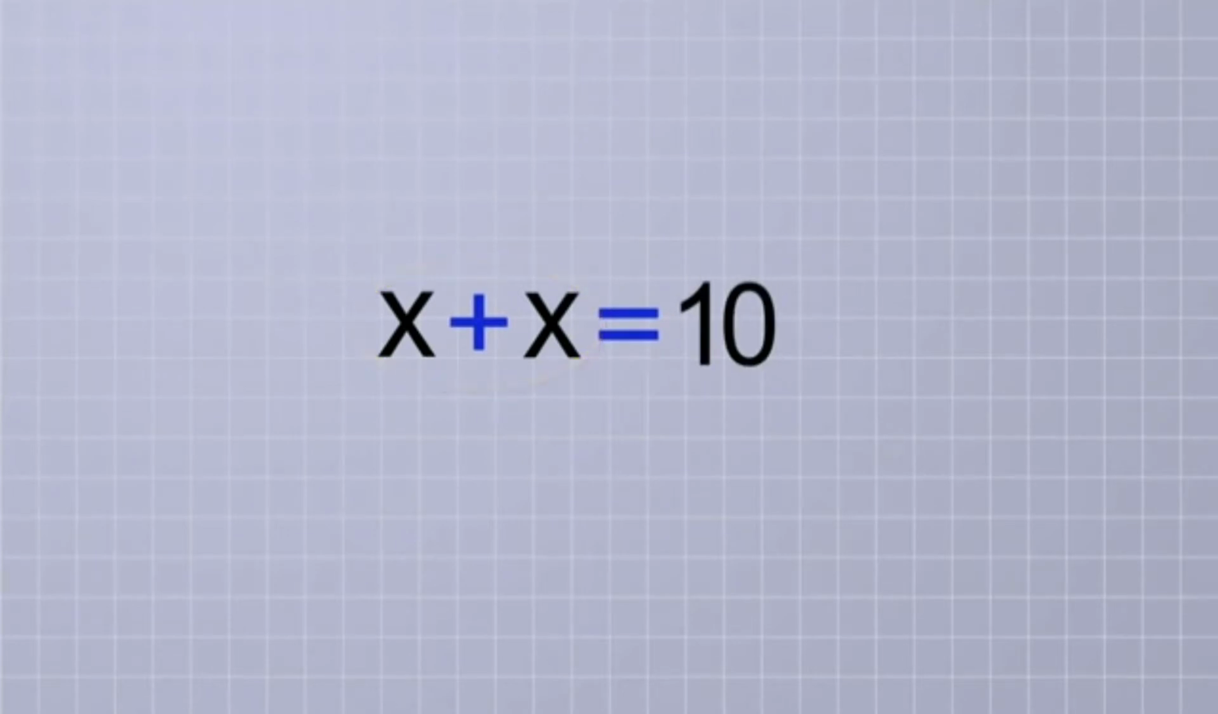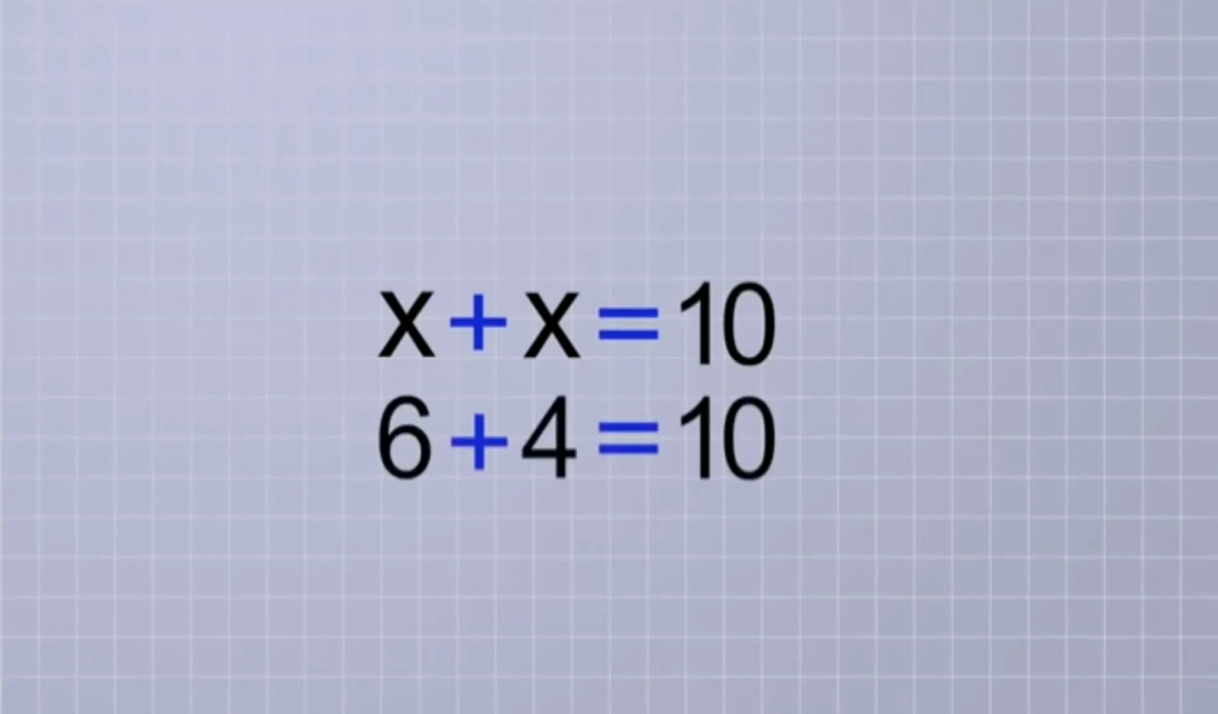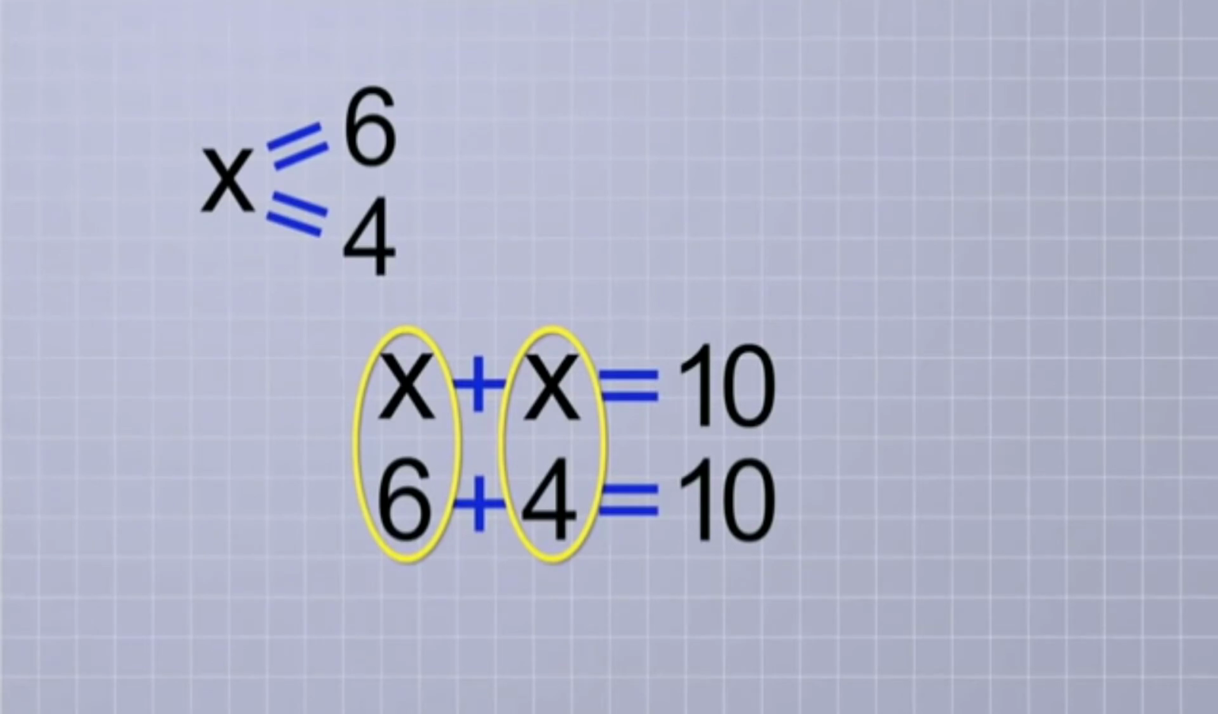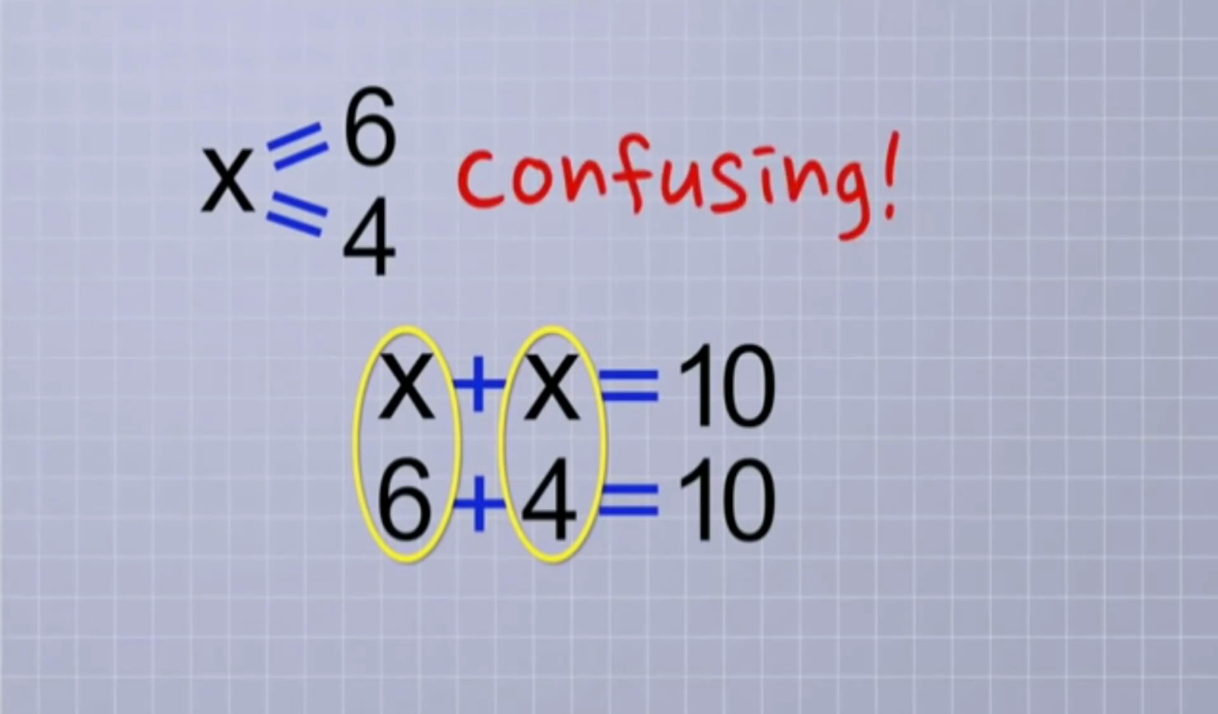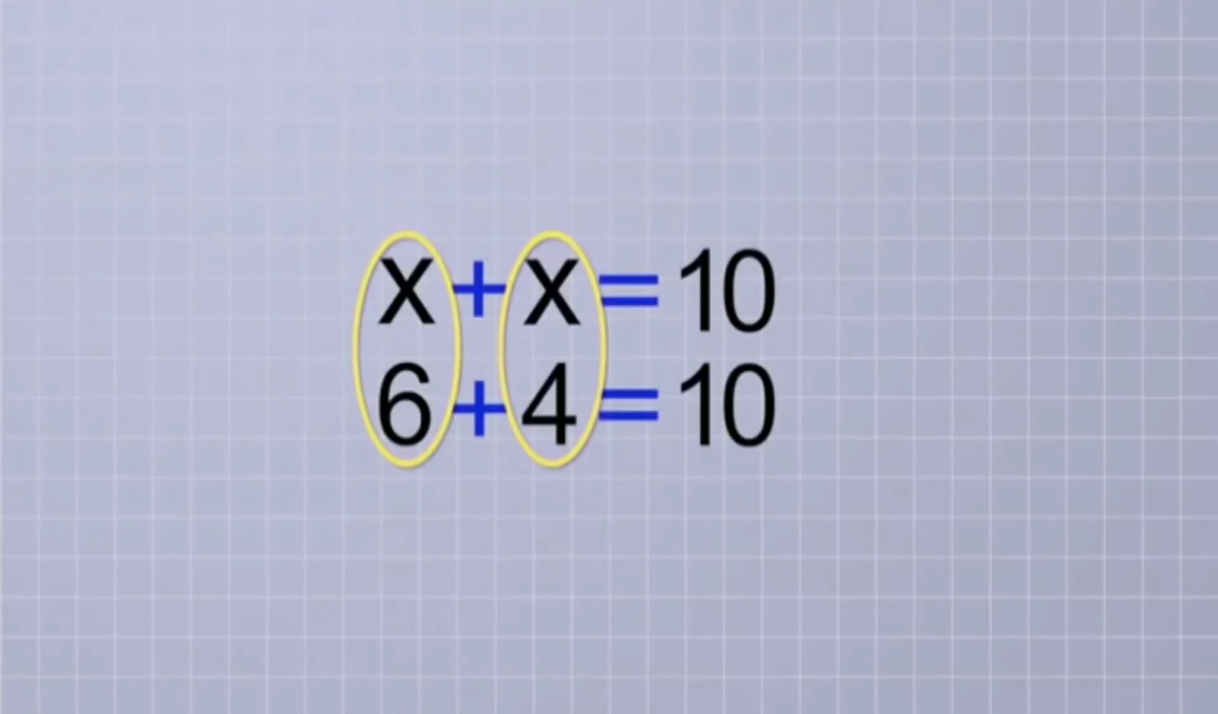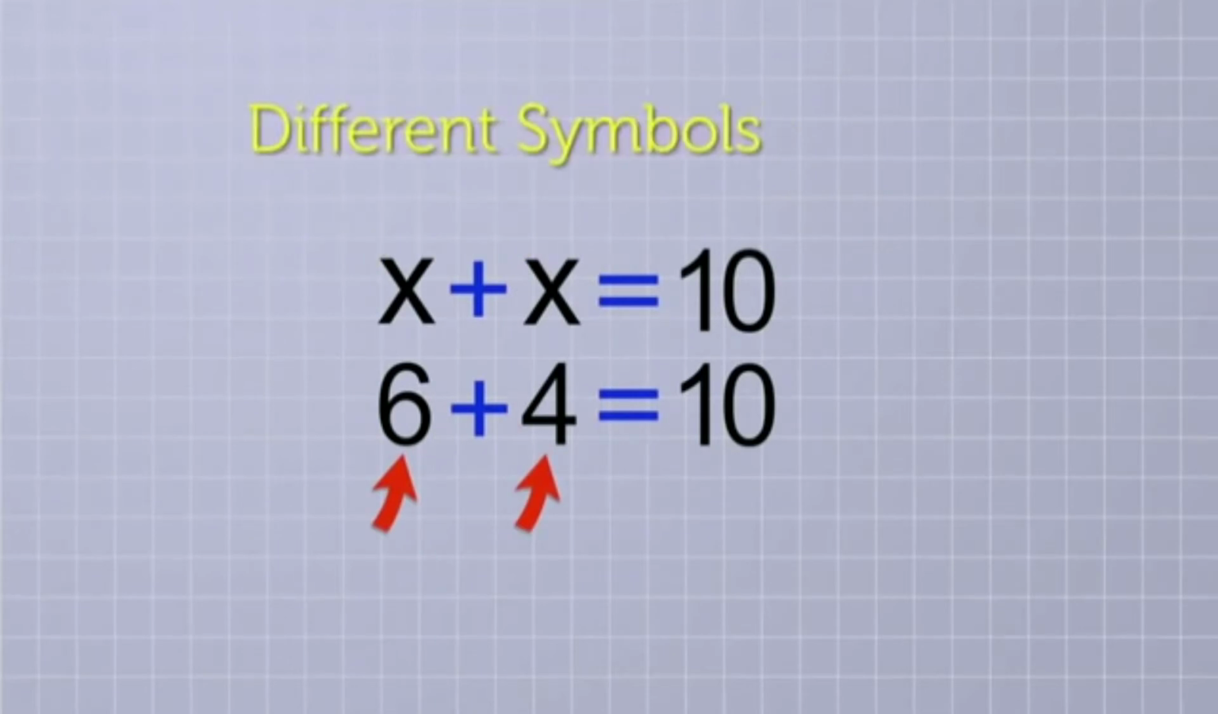And there's a lot of different numbers that we could add together to get 10, like 6 and 4. But if we had the first X stand for 6 and the second X stand for 4, then X would stand for two different values at the same time, and things could get really confusing. If you wanted symbols to stand for two different numbers at the same time, you'd need to use two different symbols, like X and Y.